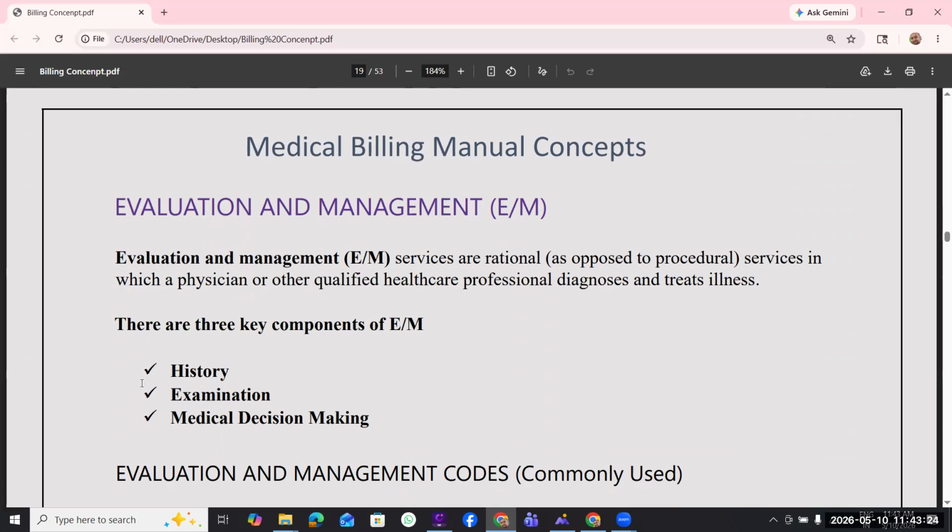So in the next video we'll discuss evaluation and management in detail, how it works.